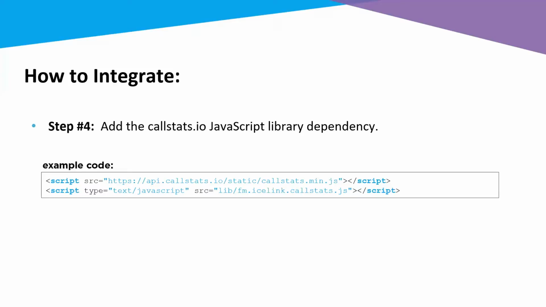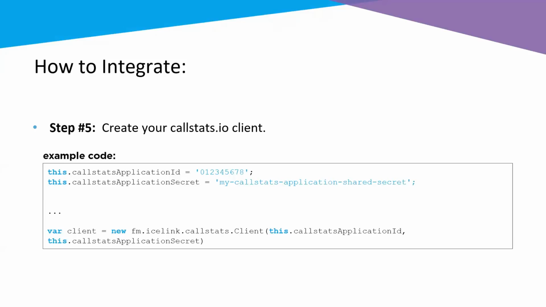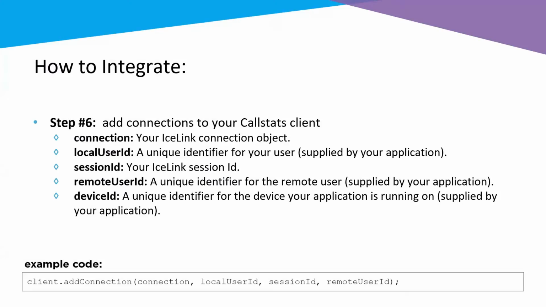I'll go through the JavaScript integration. You need to include the callstats library and then our callstats.js wrapper. Then you'll grab your app ID and your application secret. I'll show you where that is in a second. Then you use those to create a callstats client. So just two elements to create a client. And then you'll add connections to that client.